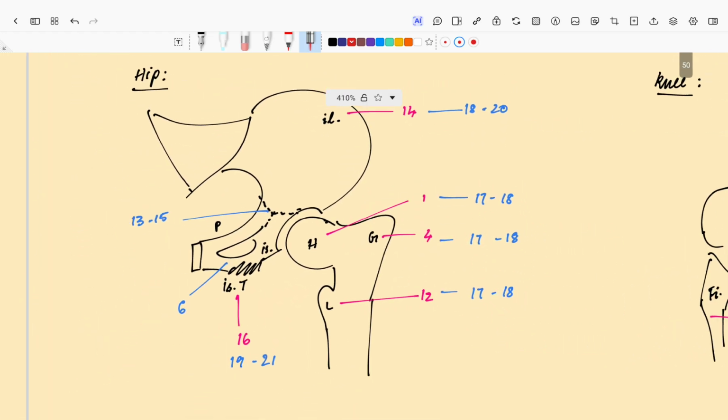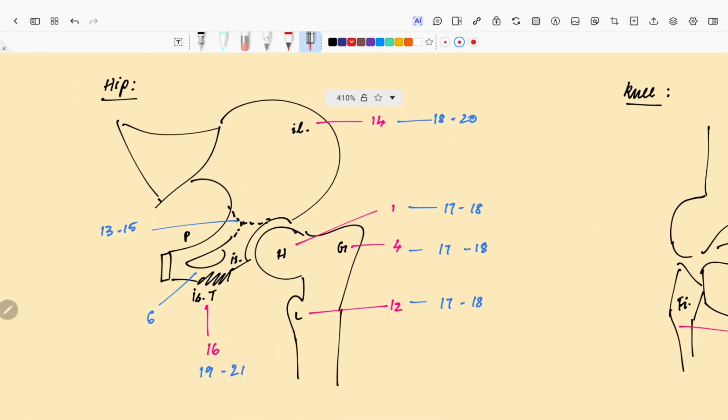Now coming to hip joint. Hip joint, we'll see the parts. This is the sacrum, this is the hip bone, the ilium, the pubis, the ischium, and this is the ischial tuberosity, this is the ischiopubic ramus. Okay, and then this is the femur, forming head of femur, greater trochanter, lesser trochanter of femur.